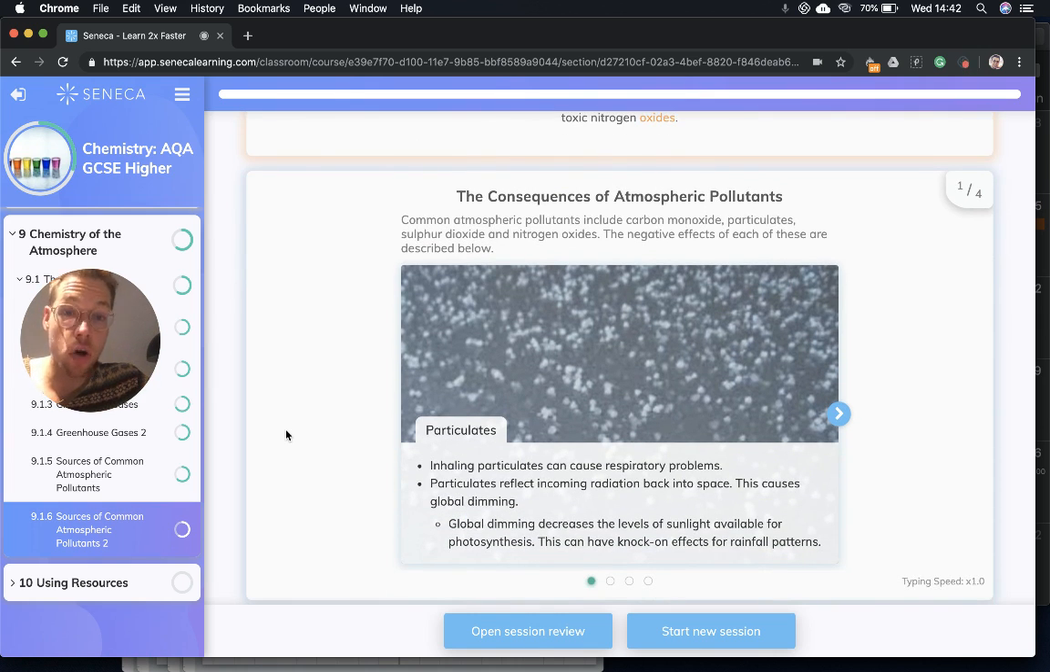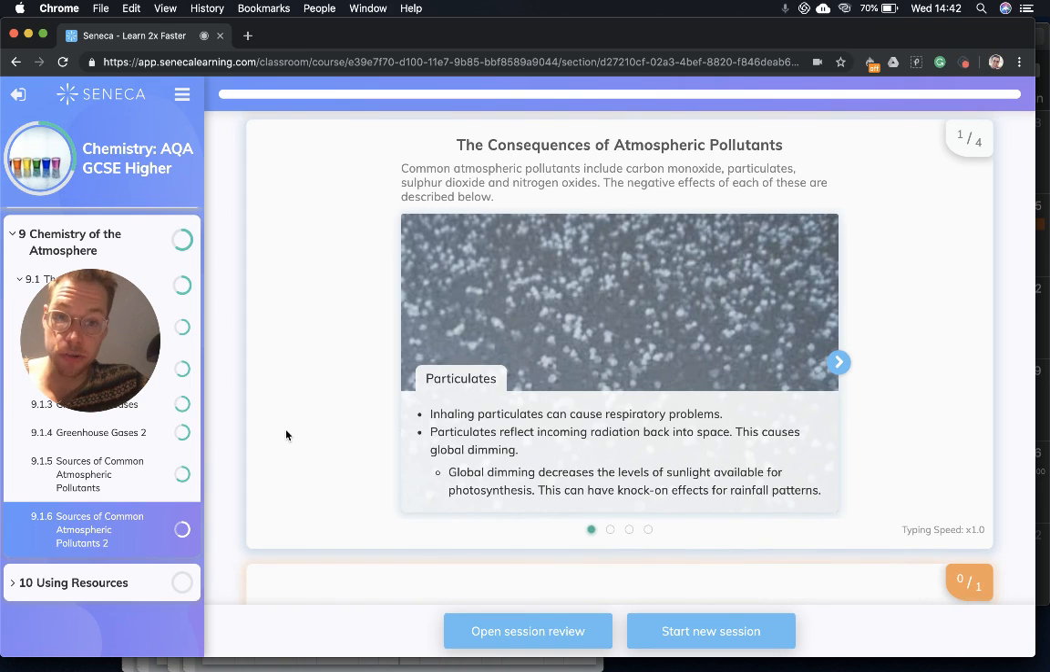Now, we need to talk about the consequences of these atmospheric pollutants. The ones we've mentioned so far are carbon monoxide, particulates, sulfur dioxide, and nitrogen oxides. And these all have some negative effects.